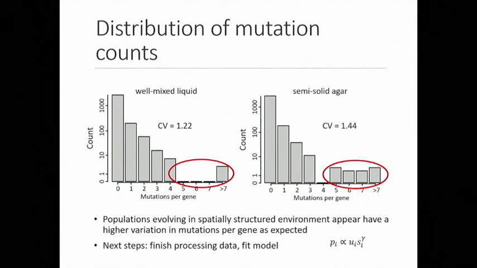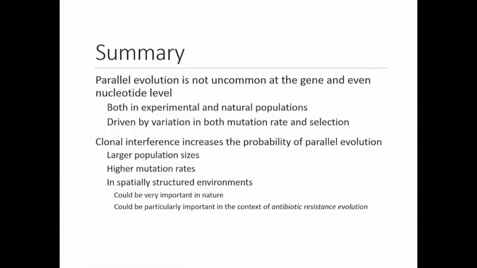Any other questions about that? I think I'm basically done. I just have this summary slide. This is all the stuff that I told you about. We talked about parallel evolution or repeated evolution, not uncommon at the gene level. We can start to see the importance of population size, variation in mutation rate, and selection, and now we're interested in thinking about clonal interference in spatially structured environments.